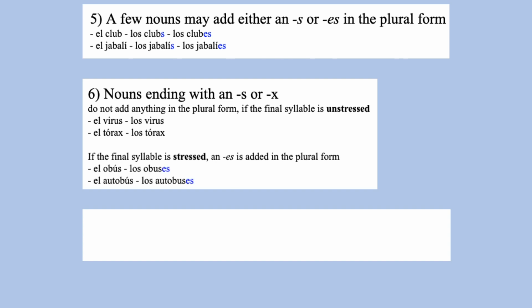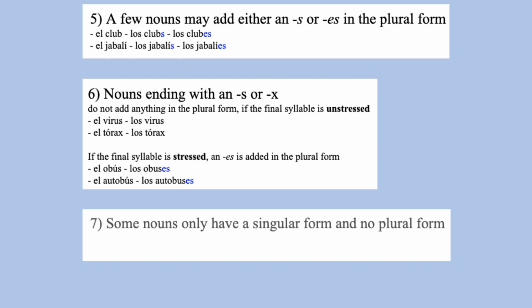If the final syllable is stressed, however, an es is added in the plural form. El obús, los obuses. This is a military weapon called a howitzer. El autobús, los autobuses, the buses. And some nouns only have a singular form and no plural form. El dinero, money. El sed, thirst.